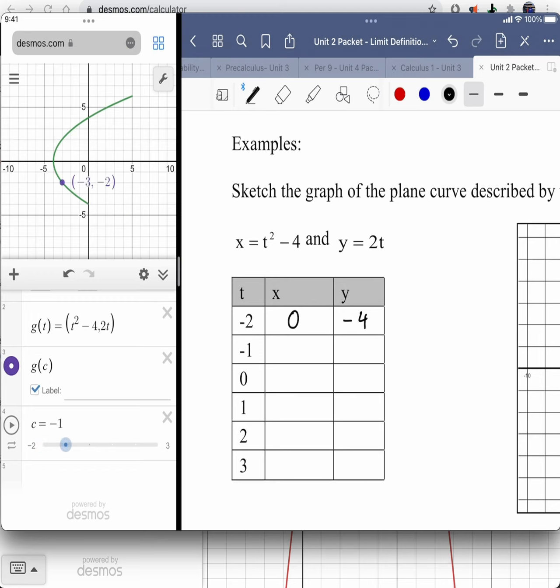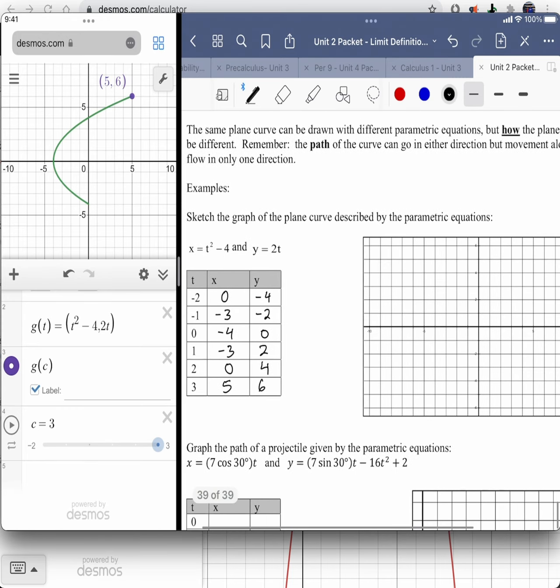Go to a -1, I have -3, -2. At 0, I have -4, 0. At 1, I have -3, 2, a little symmetry. Then 0, 4, and then 5, 6.